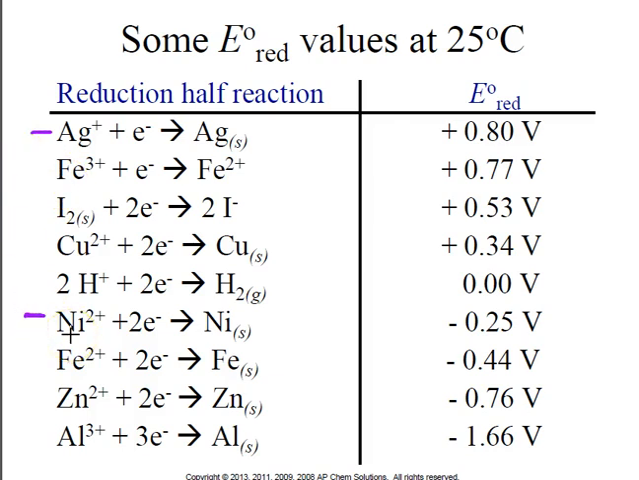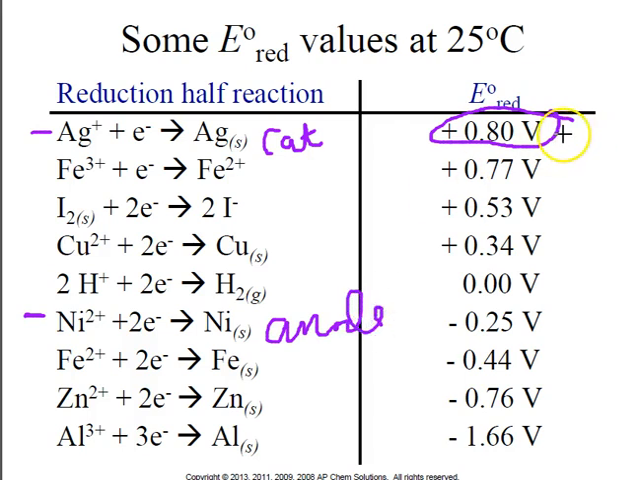Remember, one of them has to be reduced and the other one has to be oxidized. So which one do you think, silver or nickel, is more likely to be reduced? Well, it's the one with the higher reduction potential. So silver has a higher reduction potential, so it's more likely to be reduced. Nickel has a lower reduction potential, so it's more likely to be oxidized. So the silver would probably be our cathode, and it would be reduced, and the nickel would probably be our anode and get oxidized instead.